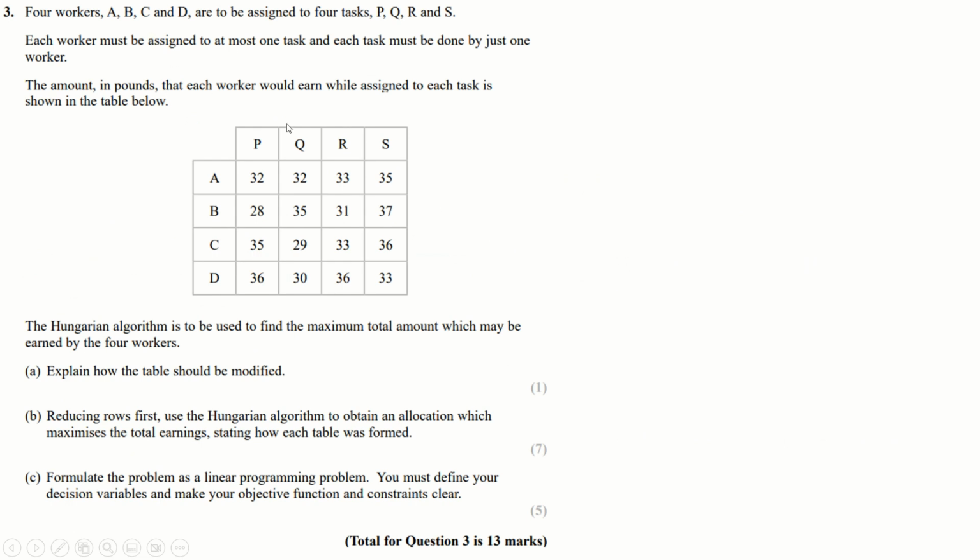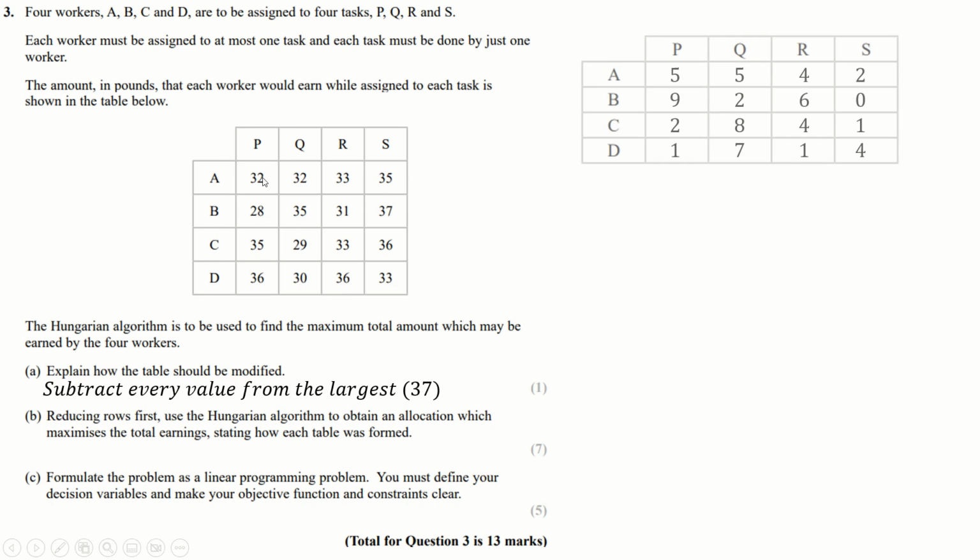We have some workers here, so this is going to be the Hungarian algorithm question. The first thing to say is that if you're trying to find a maximum, the Hungarian algorithm finds minimums. So to find a maximum, we essentially just need to turn over all of these numbers. We take the biggest number in here, which is 37, and subtract every number from 37. So 37 take 32 is 5, 37 take 33 is 4.